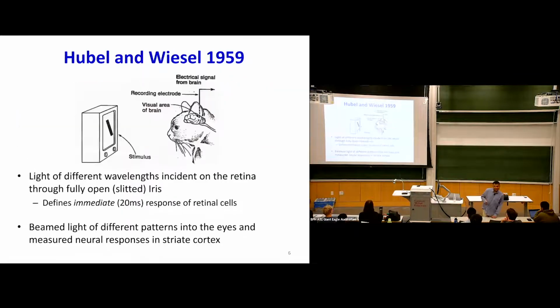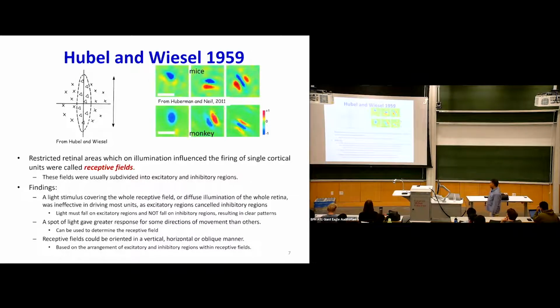Anyway, what did they do? The cat was anesthetized. They kept the iris open artificially, and then they beamed light into the eye to see how the retinal cells and the cells that the electrodes were connected to in the brain responded. The light itself had different wavelengths, and they were beamed at it in different patterns. Basically, they took a spot and moved it in different directions to see how the cells responded. And here's what they found.